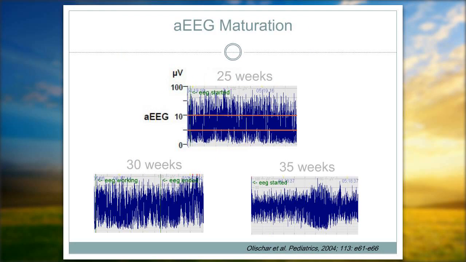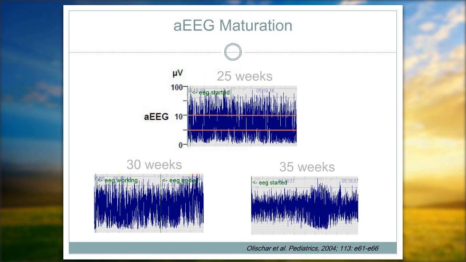So here's an example of some babies' tracings over about a 10-week period. We start with our 25-weeker, and we see that the bottom edge is definitely below 5, which is notated by that orange line, but the upper margin is above 10, so that's great. And the same at 30 weeks. We still see the lower margin is a little bit lower, and the upper margin is still above 10.